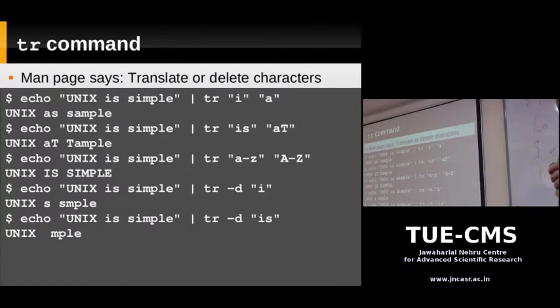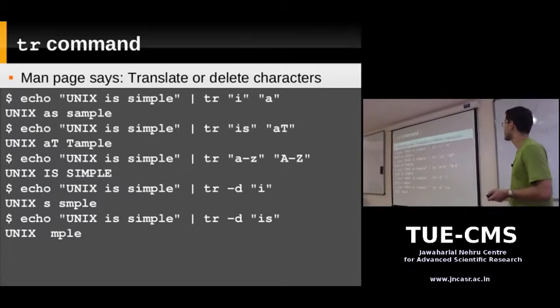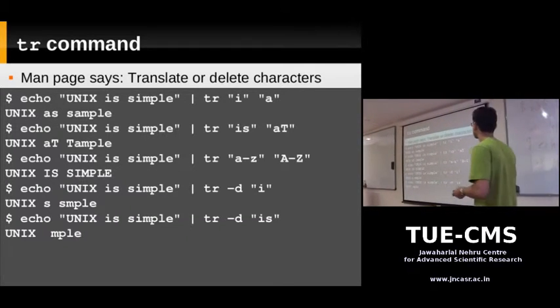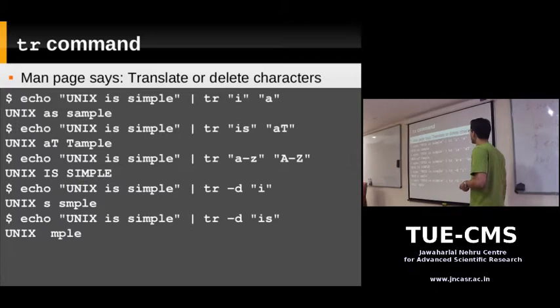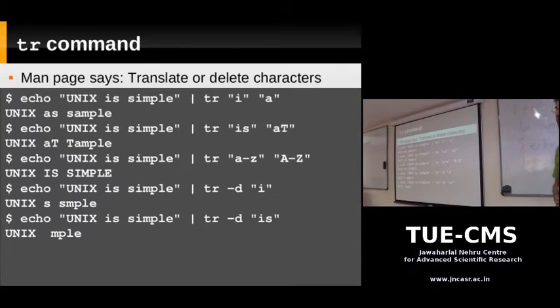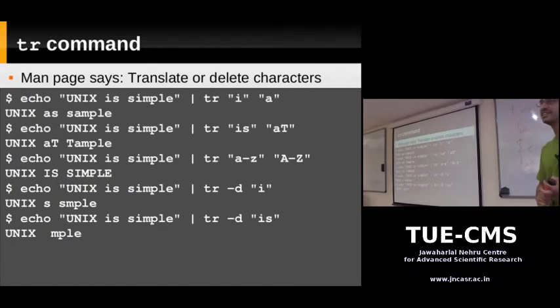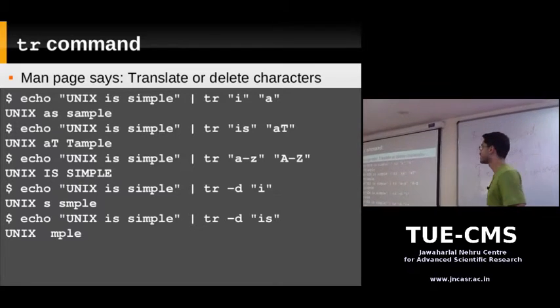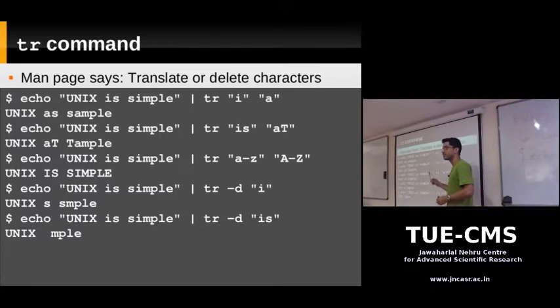Okay, now the tr command. The tr command is the last thing that we need to see before we start our example. There are a lot of examples here, but if you look at the man page of the tr command, the man page says tr translates or deletes characters. Okay, translates and deletes characters. So let's look at the example on the prompt.